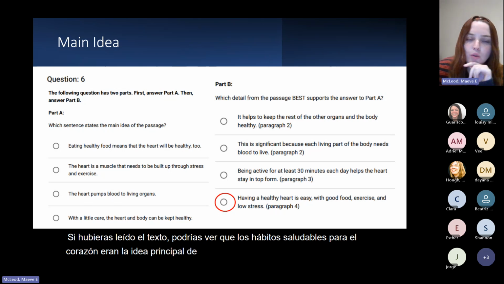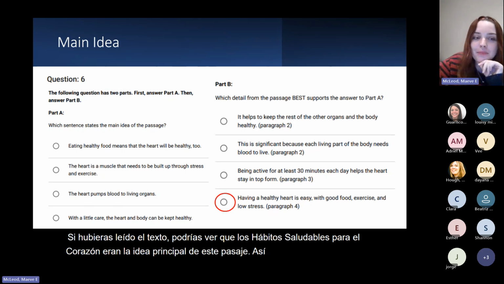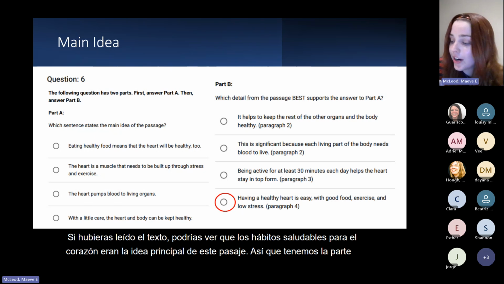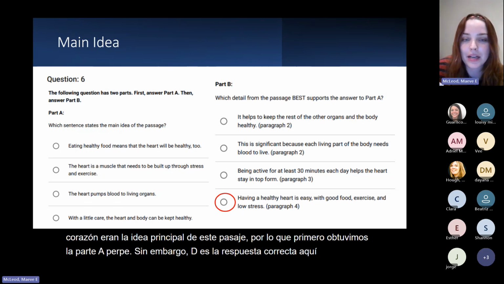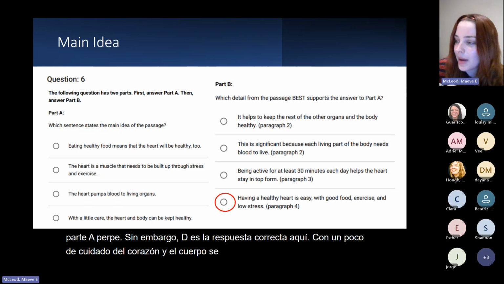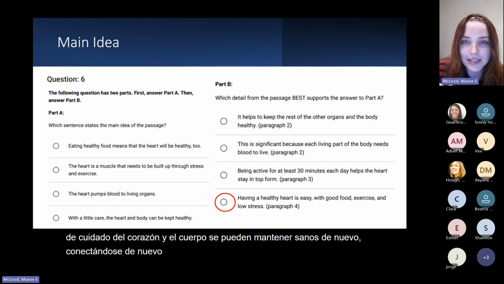So, ooh, we got part B first. However, D is the correct answer here with a little care. The heart and body can be kept healthy. Again, connecting back to that heart healthy habits.